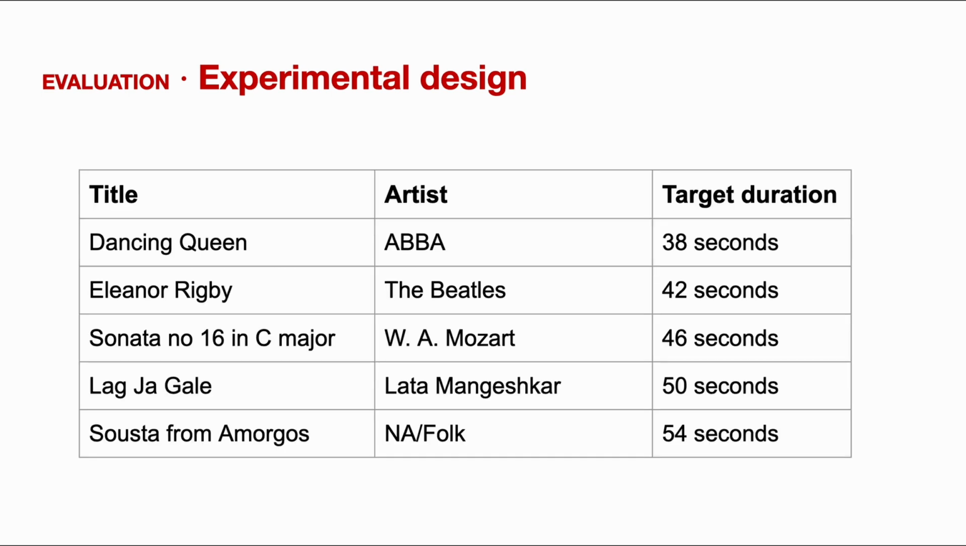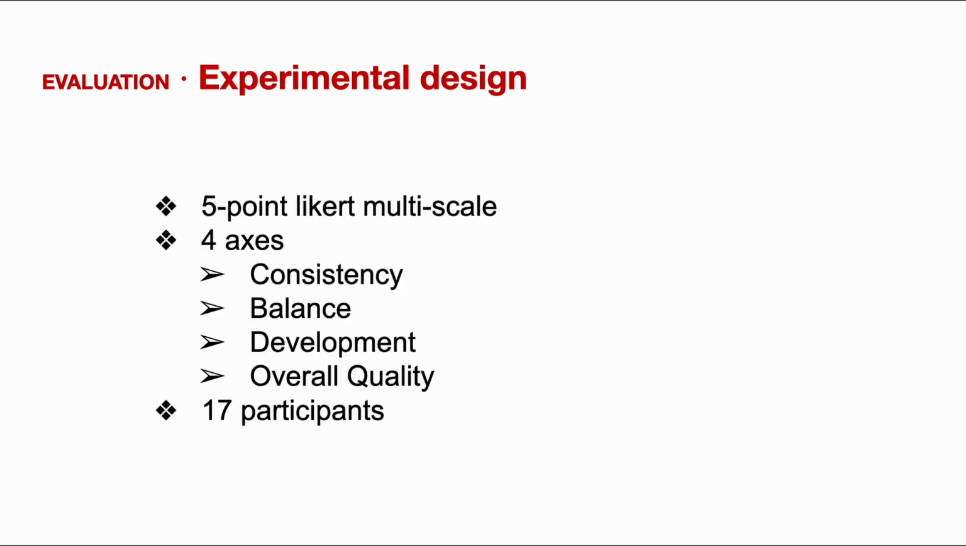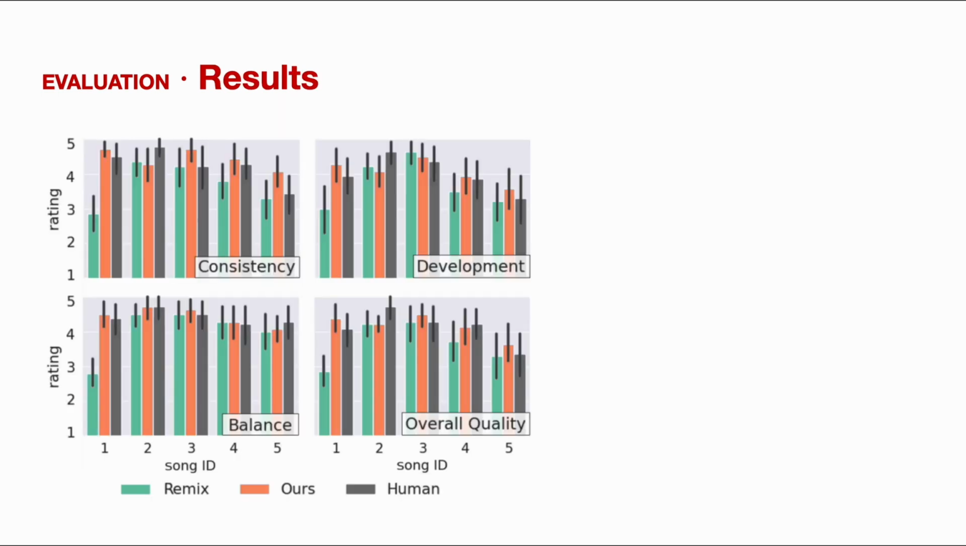We designed a survey with 5 songs from different styles and traditions, each rearranged at a different target duration. We had to keep these short, as for 5 songs and 3 rearrangement systems, the total survey time was already 20 minutes. We used a 5-point Likert multiscale with 4 axes, and a total of 17 participants took part in the study. The results for each axis are shown.